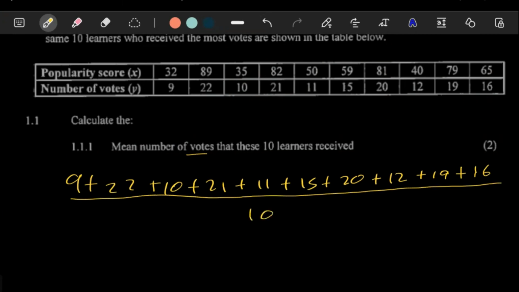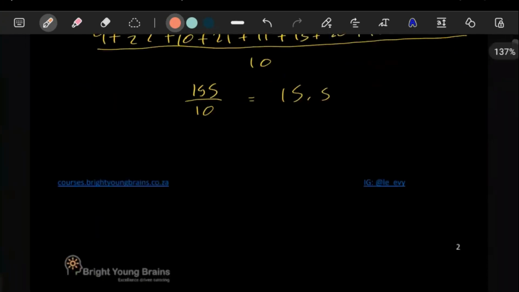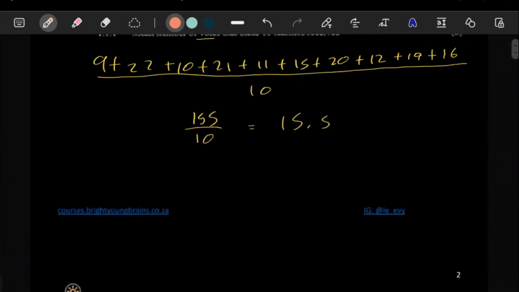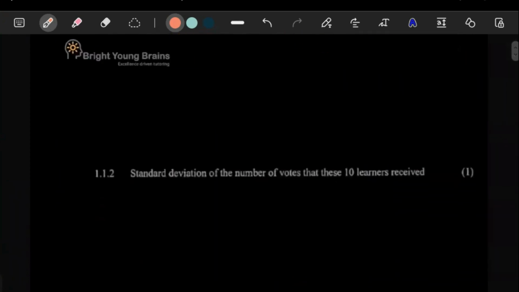Let's see what we get here. At the top it's 155 divided by 10. This is giving us 15.5. There we go. And then let's see, what else do we have here? The next question is asking for the standard deviation.